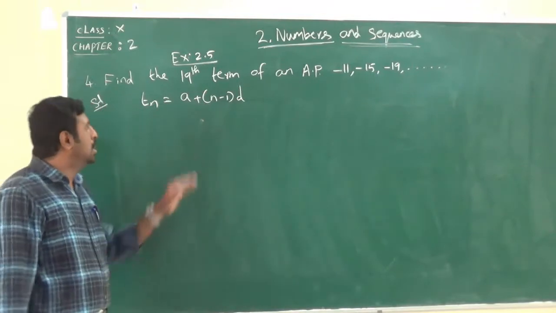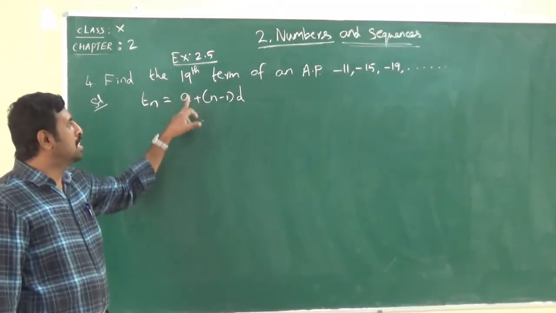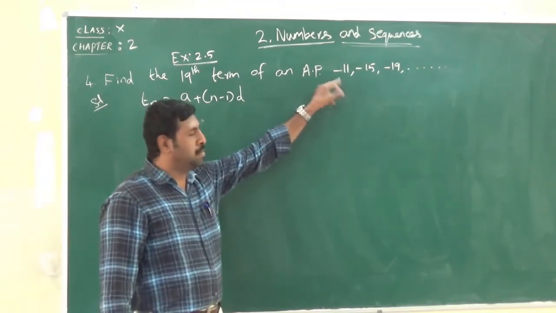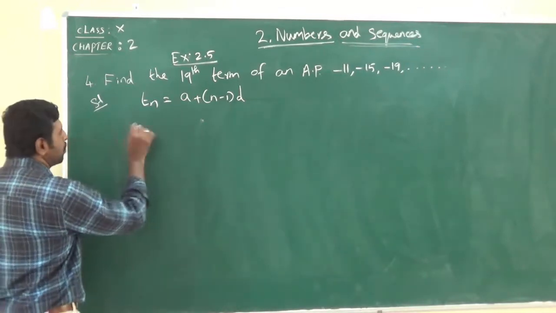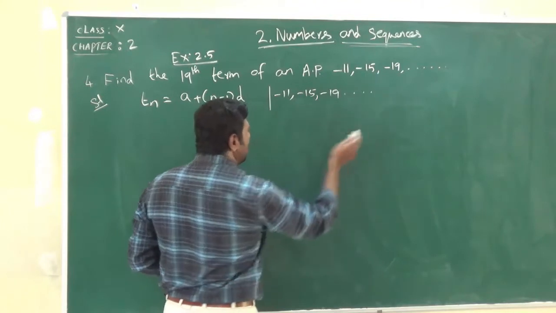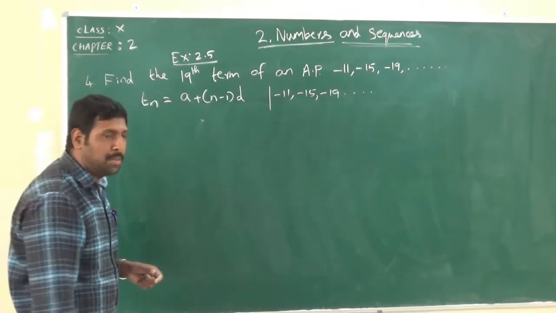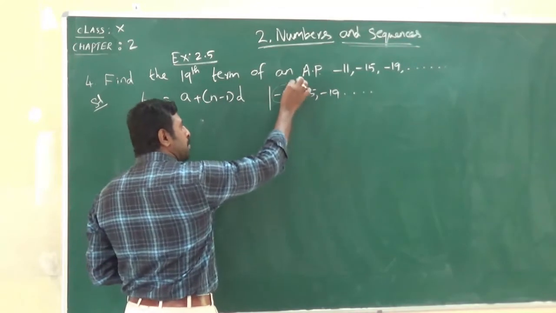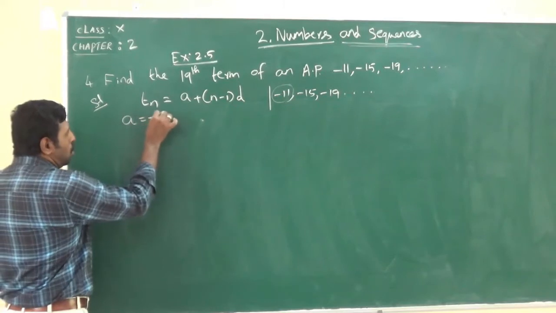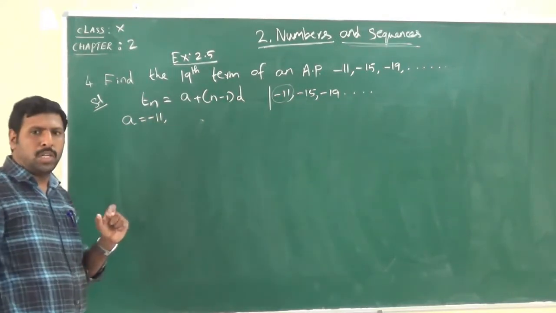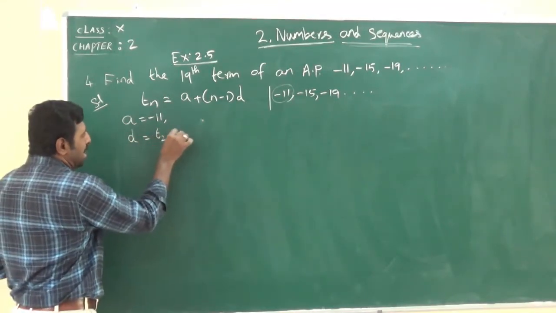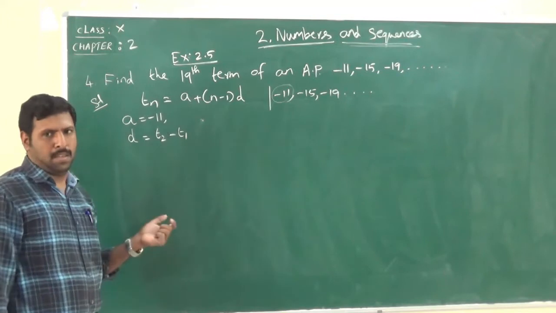So here 19th term means n is equal to 19 is given. So we want to find out the first term and then the common difference. The given sequence is minus 11, minus 15, minus 19, it goes on. From here we want to find out the a term, which means always the first term is a. The first term of the given sequence is a, so a is equal to minus 11. Next we want to find out the common difference. For common difference, d is equal to second term minus first term, T2 minus T1.